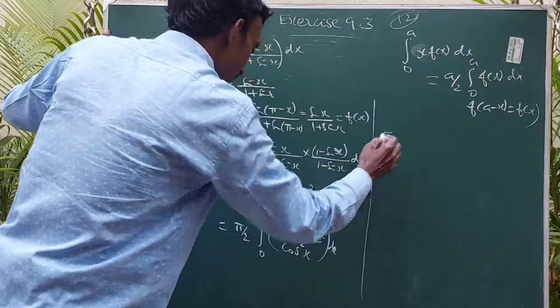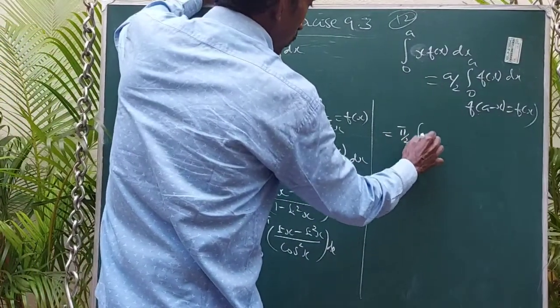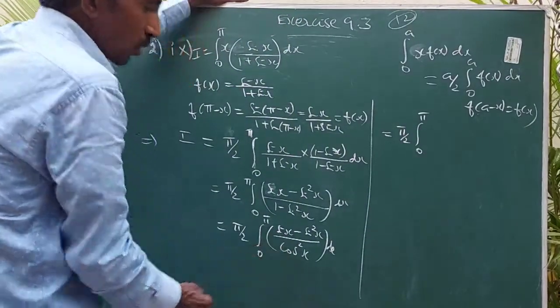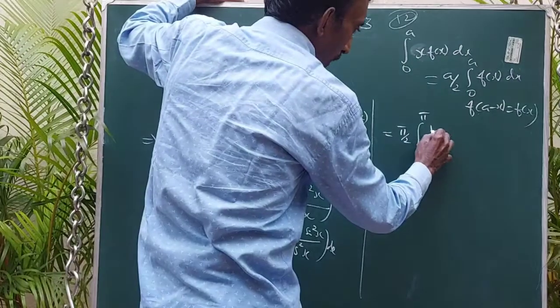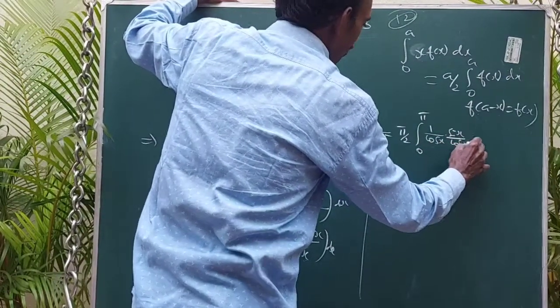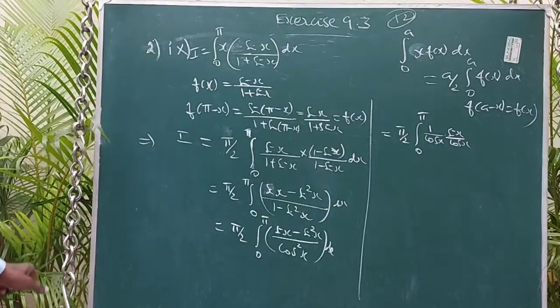Which is divided into 2 terms. So pi by 2, 0 to pi. Listen my dear student, this sin x by cos square x can be written as 1 by cos x into sin x by cos x.